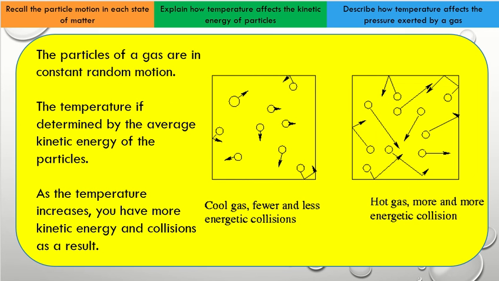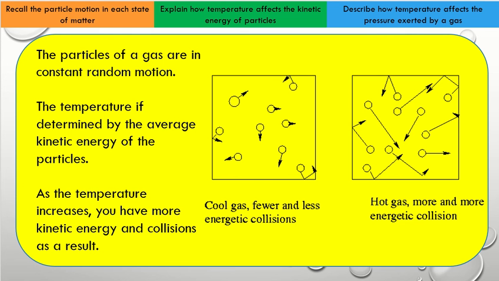So now we're going to go into a little bit more detail about gases. The particles of a gas are in constant random motion, so that just means that they're going to constantly be moving randomly. The temperature is basically determined by the average kinetic energy of the particles. So the average energy of all of the particles moving about determines what the temperature is for that gas. But if you have a higher temperature, you'll have more kinetic energy.